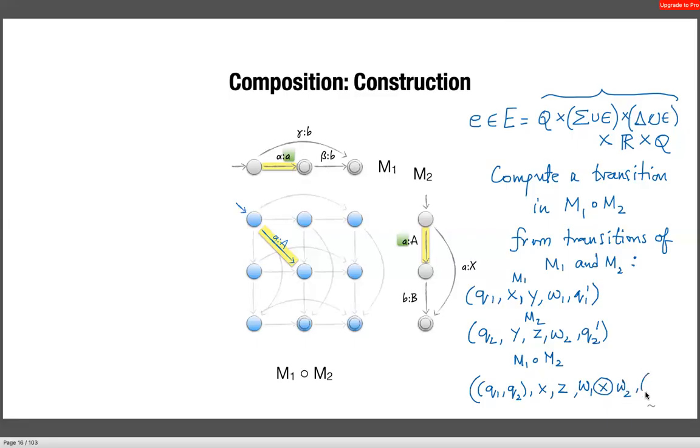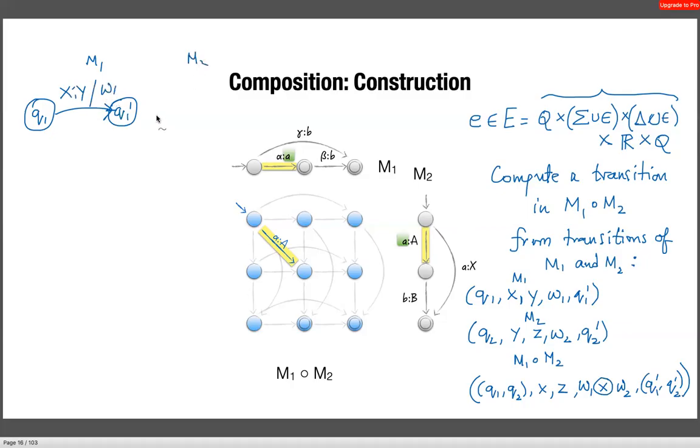And the output state will be again a tuple, which you can represent as Q1 prime, comma Q2 prime. This is the resulting transition in the composed machine M1 with M2. And this is exactly what this illustration is also showing: if you have some Q1 and then Q1 prime, we are saying you have some transition in M1 where X is the input, Y is the output, and W1 is the weight.